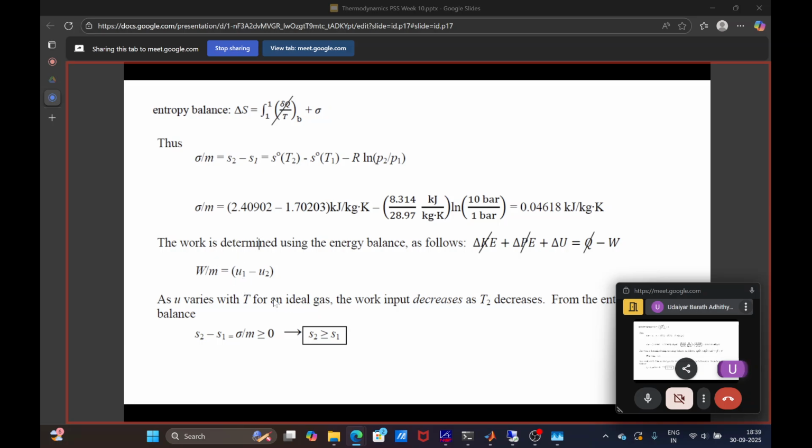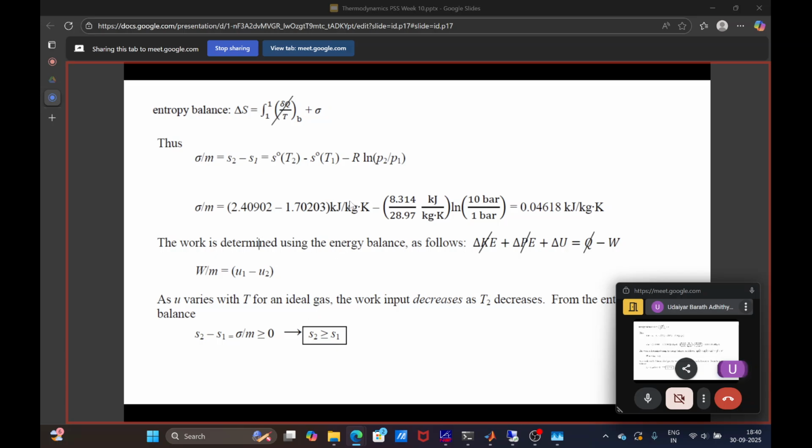So as T2 decreases, finally initially there is one T1, but if your T2 decreases, then your net change in internal energy will also reduce, and your work done will reduce. So for the minimum work done, you should have minimum temperature, and you also have to satisfy this: S2 should be greater than or equal to S1, because entropy generation cannot be negative.